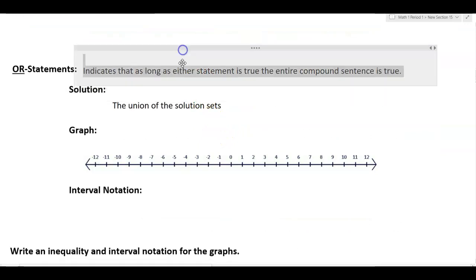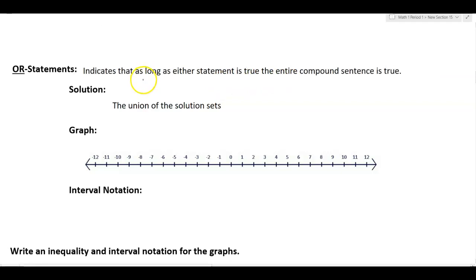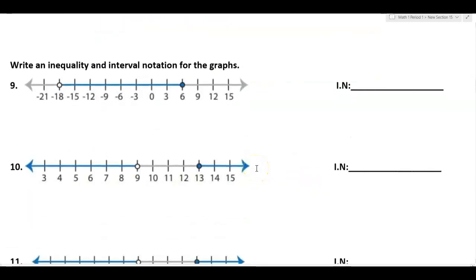Now when we get to OR statements, that indicates that as long as either statement is true, the entire compound sentence is true. This means that we only have to make one of the two inequalities true. Now, because we don't have an intersection of solutions, we say the solution to an OR statement is the union of the two sets. So let's go ahead and look at examples here.